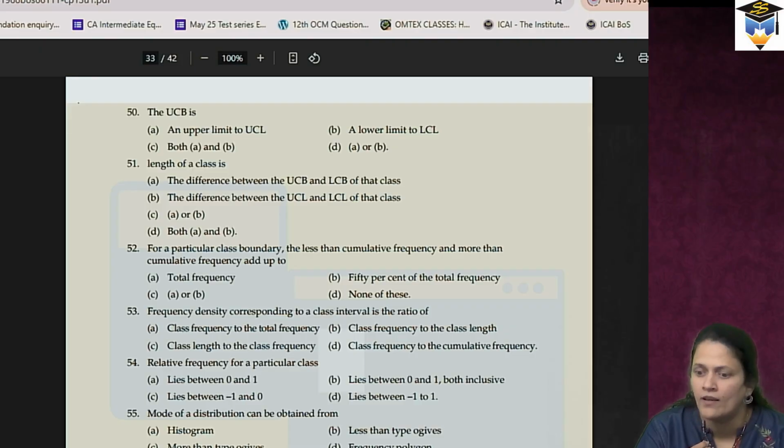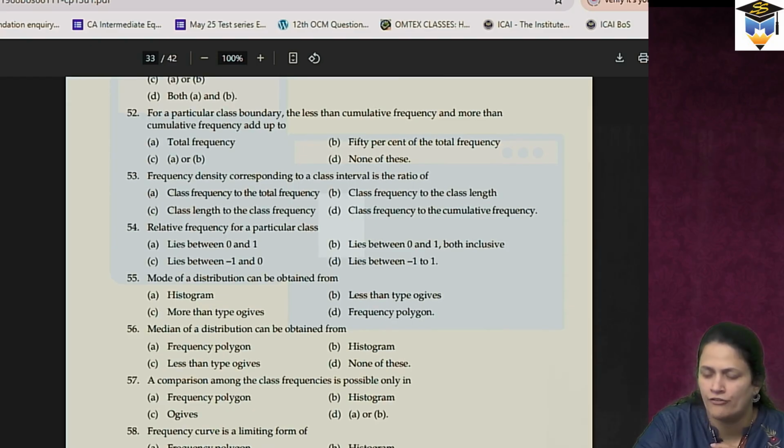Option A. 52. Did you understand, Aditya? Did you understand the difference between lower class boundary and lower class limit? 52. For a particular class boundary, the less than cumulative frequency and more than cumulative frequency add up to total frequency. Correct? Option A.